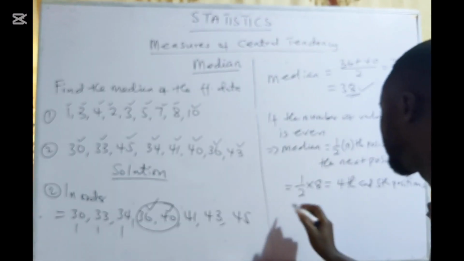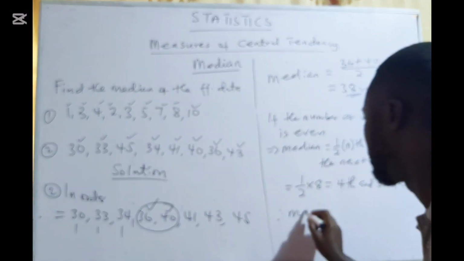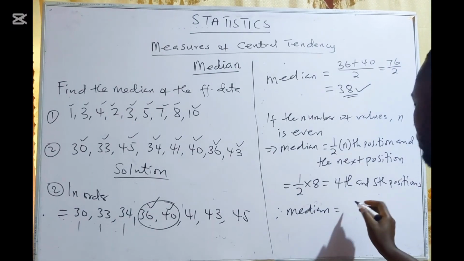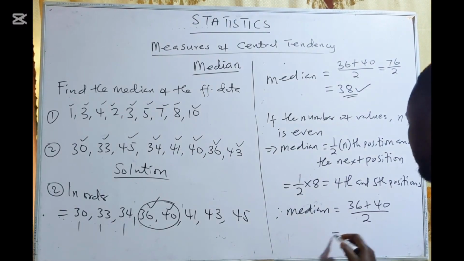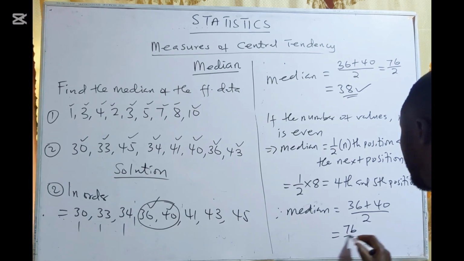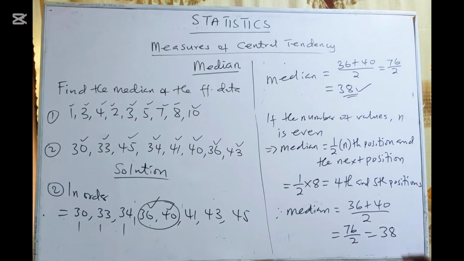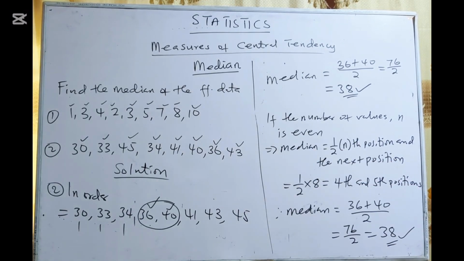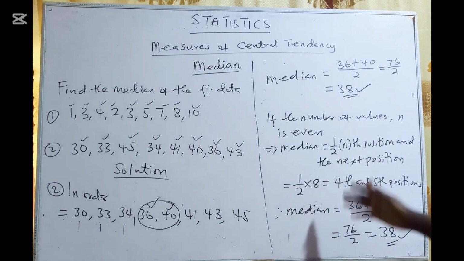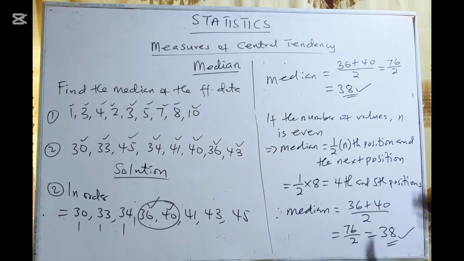So your median, you say that therefore your median is what? 36 plus 40 divided by 2. And that is what we have there, 76 over 2. And that will give us the 38. So our median is 38. So the formula gives you the position of the median. Okay, so if it is even, just count the number of values, that position and the next position, because there will be two values in the middle. I believe that is clear.